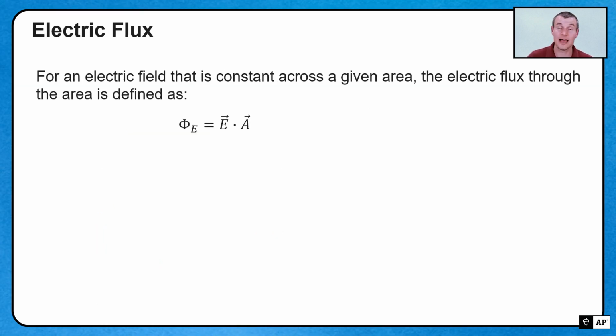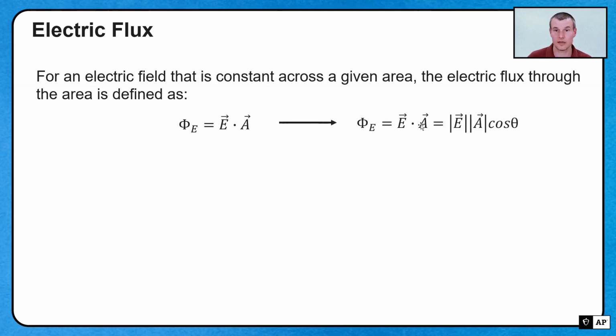So now that we've defined those terms, let's look at electric flux in particular. Electric flux is an electric field through a given area, and it's defined as flux is equal to E dot A, our E field dot our area. Or if we expand it, EA cosine theta, because we're just expanding that dot product term.